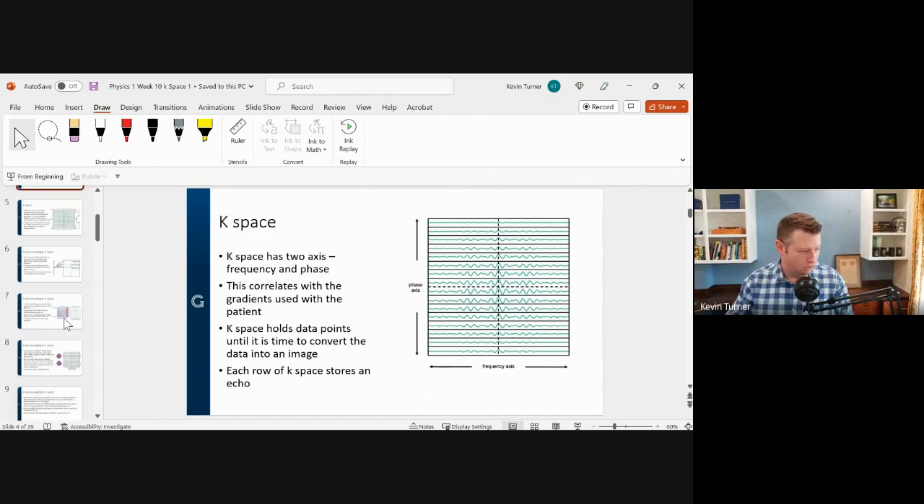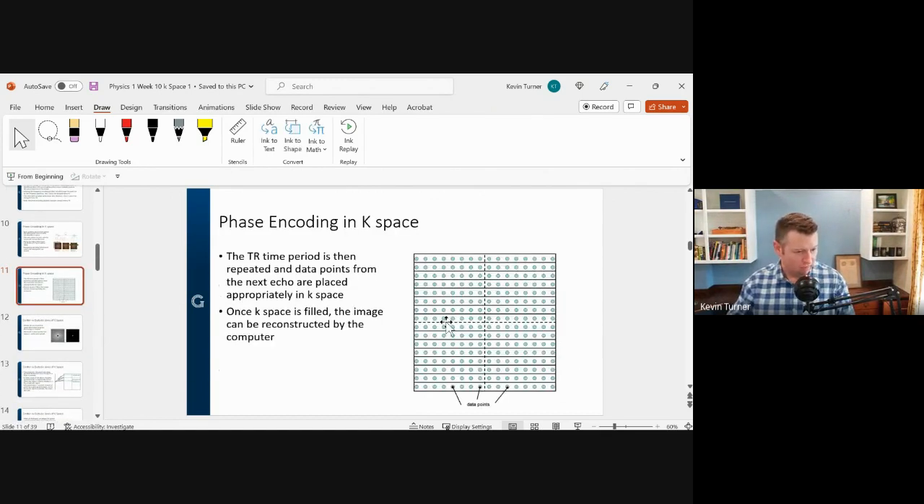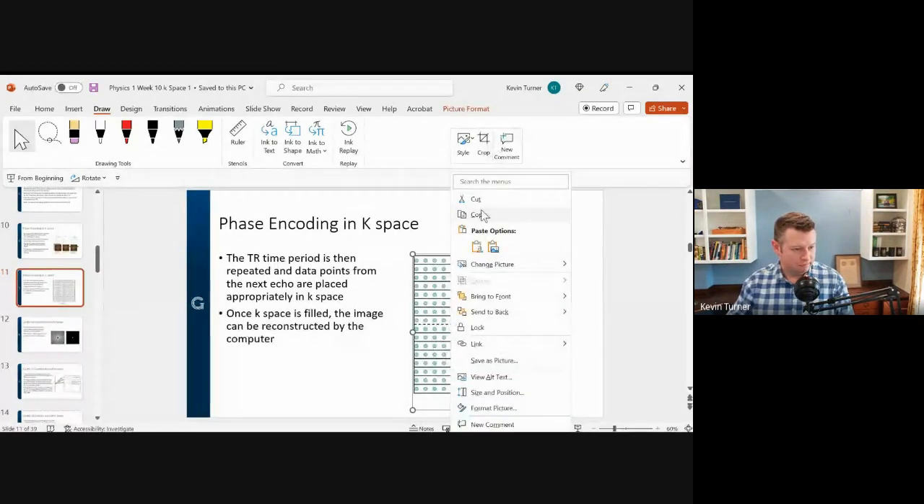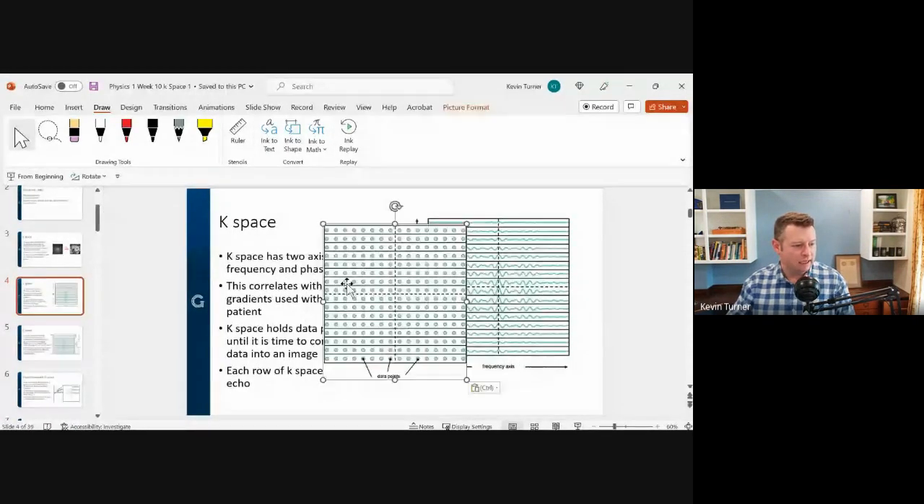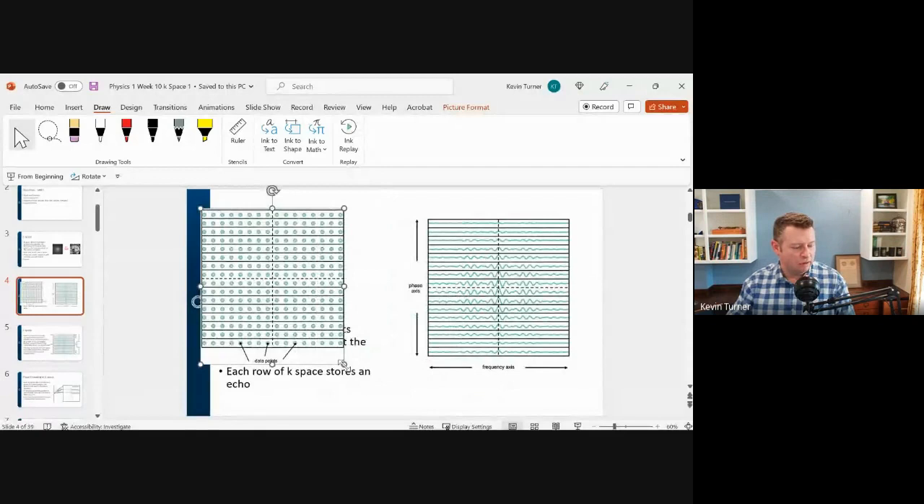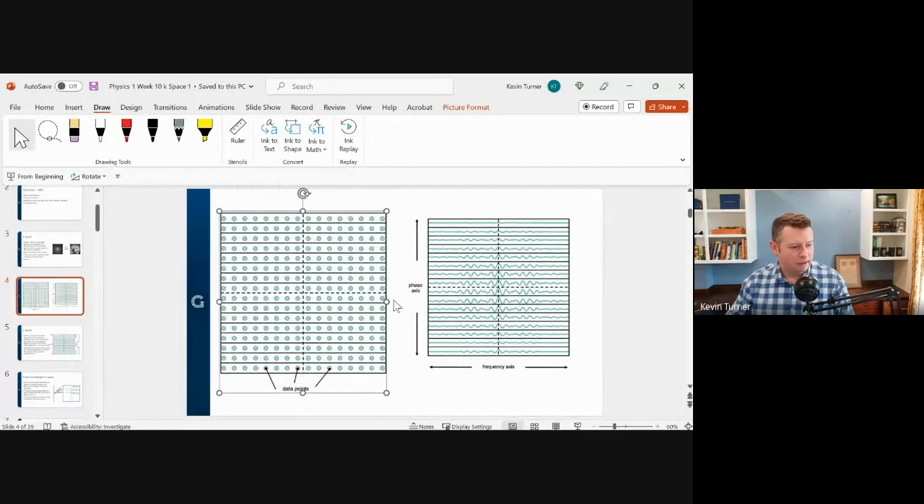Another way you could model K-space would be this. In here, we're showing the echoes that we're collecting, but here we're showing those echoes turned into data points, right? So here's the echo, but in reality, the frequency encoding gradient has sampled it and turned it into data points. It takes this echo while it's being generated in the patient and turns it into data points in K-space.